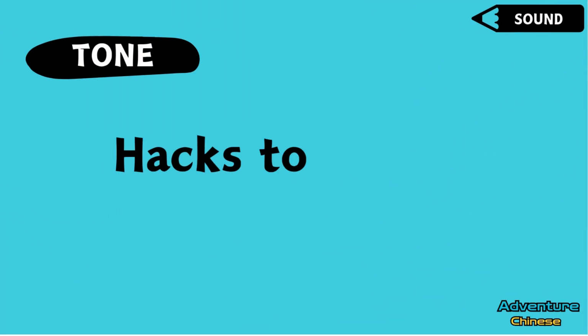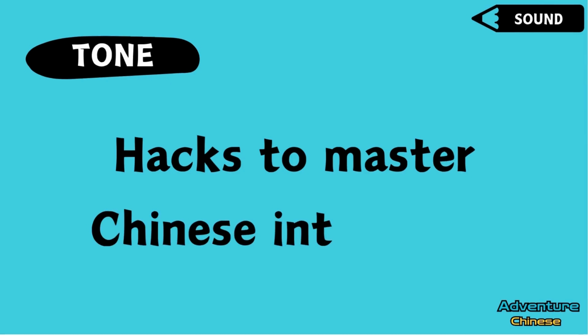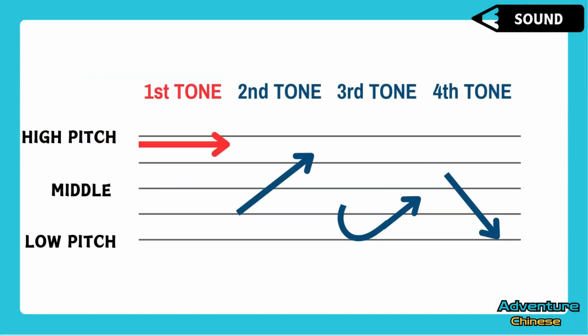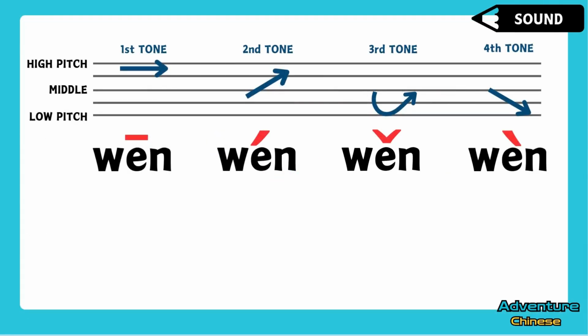The second important tool is the hack to master Chinese intonation. We have learned that this word is pronounced in the 4th tone. Chinese characters are pronounced with 4 different tones. Each tone has a different pitch, almost like a singing. Let's learn the symbols and pronunciations of 4 tones. The first tone has the highest pitch. It is represented by a horizontal line.